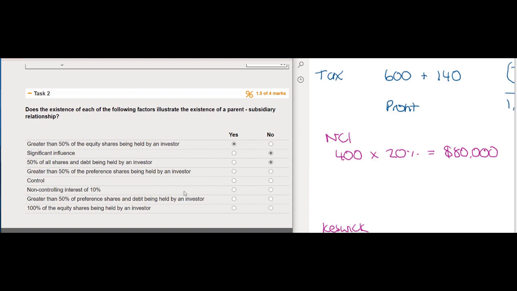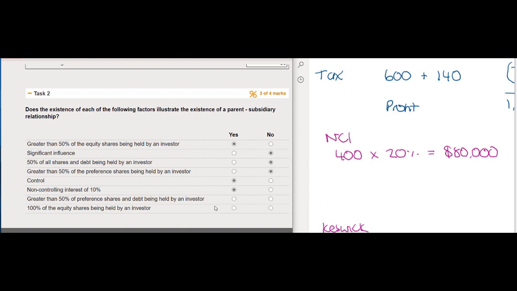The next one looks at greater than 50% of preference shares being held by an investor. Preference shares are non-equity. Ownership interest is characterised by ordinary shares and voting rights, and so therefore this would not indicate a parent subsidiary. The next one, looking at control, having control would indicate a parent subsidiary relationship. Non-controlling interest of 10% means that there would be a controlling interest of 90%, which would indicate a parent subsidiary.